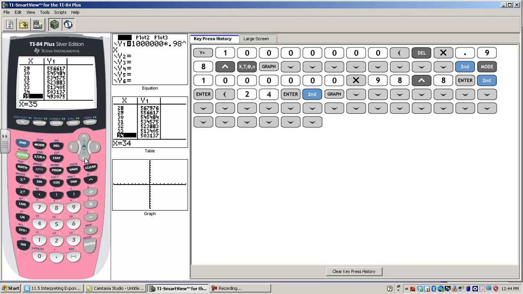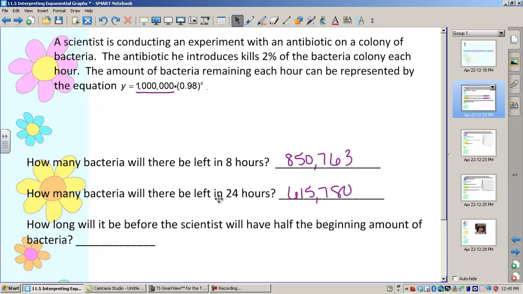So there we are. Right here. At 34, I have about 503,000 bacteria left, but after 35 hours, I have 493,000. So then I have less. And so if you go and read the question one more time, it says, before the scientist will have half the beginning amount of bacteria. Well, at 34, it's not half. At 35, it's a little less than half. But we're going to go with 35 because we want it to be less than half. It didn't say more than half. He wants it to be exactly half, but we'll go ahead and go with 35.